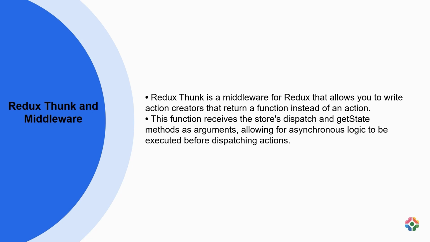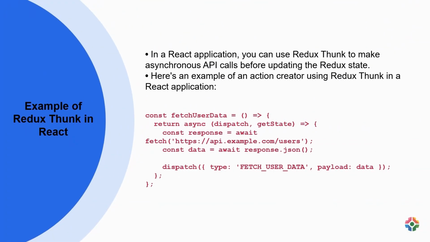before dispatching actions. This capability is beneficial when, for instance, making API calls within an action creator before updating the application's state. In React applications, Redux Thunk allows for handling asynchronous actions like API calls before updating the Redux state. An action creator utilizing Redux Thunk typically returns a function instead of an object. This function receives dispatch and getState parameters for dispatching actions and accessing the current Redux state.